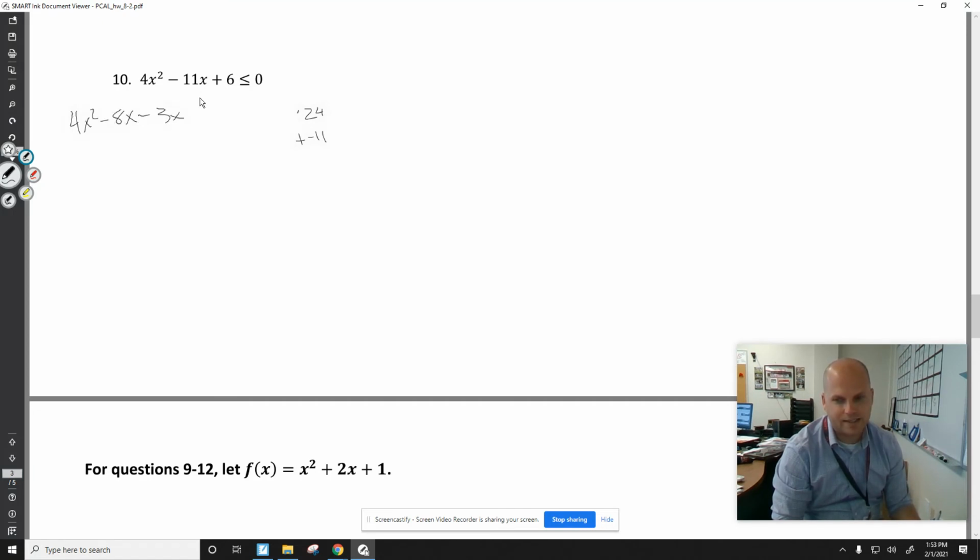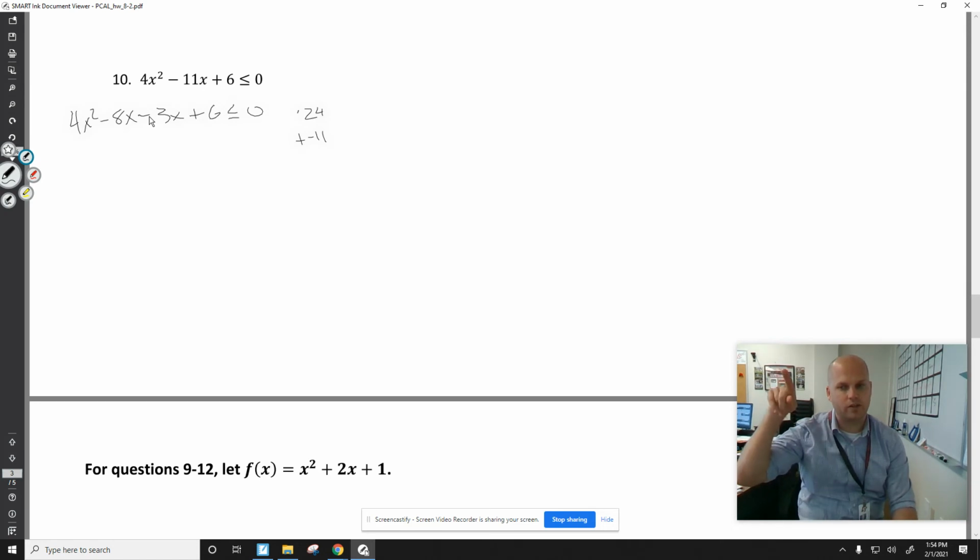This is like a step in undoing distribution, but you have to figure out how to get this to be split up correctly. We can always guess and check, but the problem with guessing and checking with 4x squared is you've got two options. You've got 4x times x, or you've got 2x times 2x. I don't know which one we want. So I'm going to do this one.